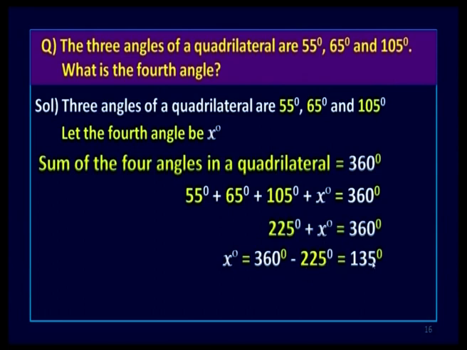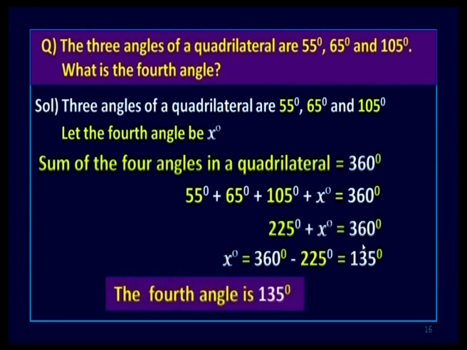What am I getting, children? Yes, I am getting 135 degrees. So what is the fourth angle? Yes, it is 135 degrees. Children, like this, you can find an unknown angle measurement using the angle sum property of a quadrilateral.